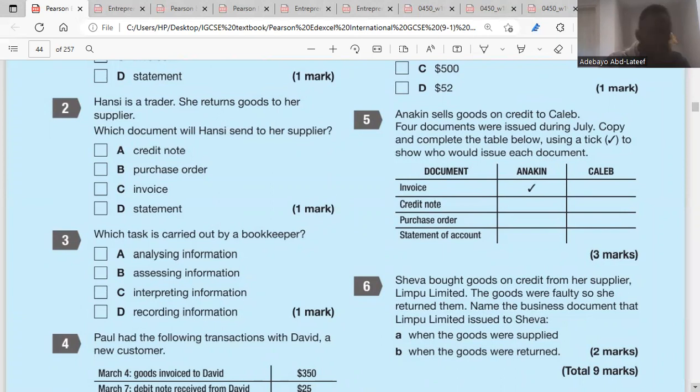Are you with me? Then the purchase order will be issued by Caleb. Then the statement of account will be from Anakin. So that's all about that. So we end the chapter there.